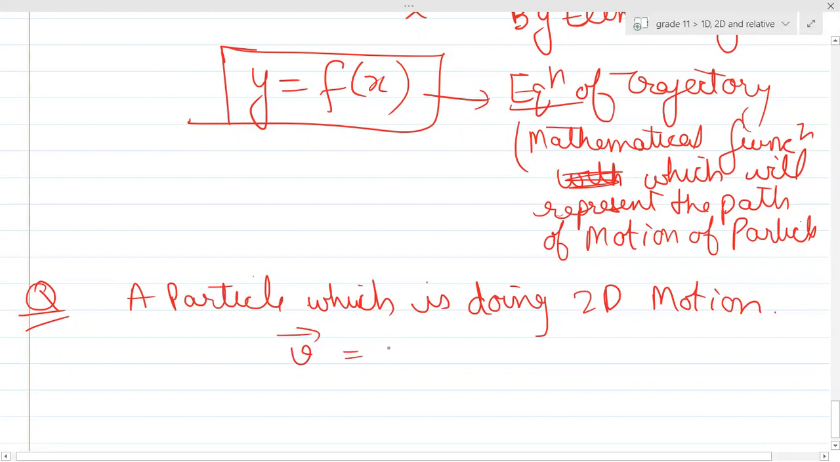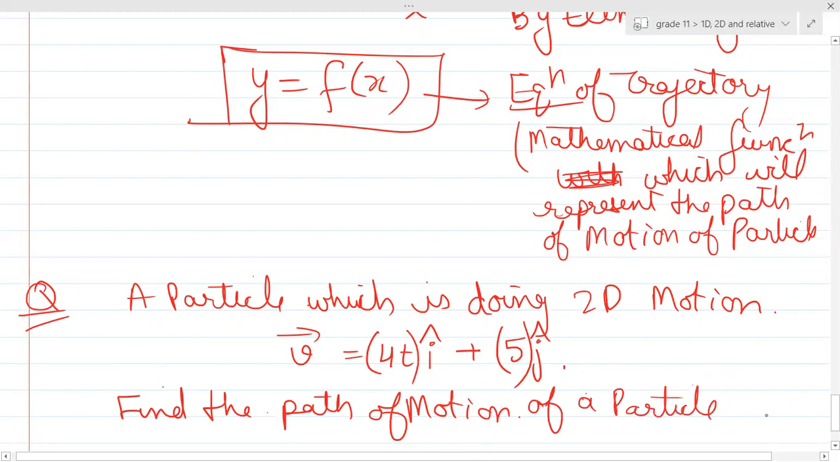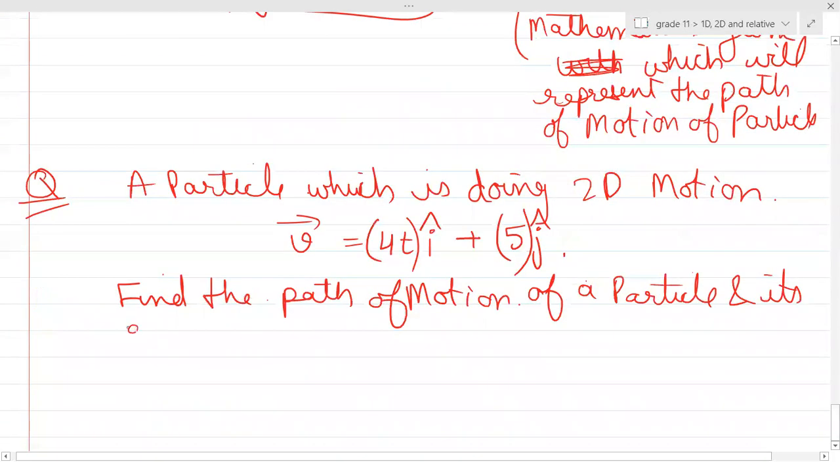So according to this, in such a way that the velocity vector is given by 4t i cap plus 5 j cap. Can you see the velocity vector is 4t i cap plus 5 j cap? So basically this is your Vx and this is your Vy, right? Now the question is, find the path of motion of a particle. So basically you need to give the relation between y and x and its equation of trajectory.